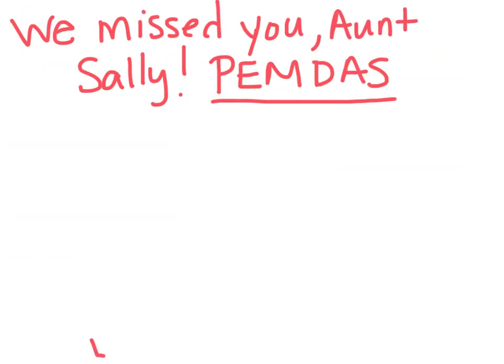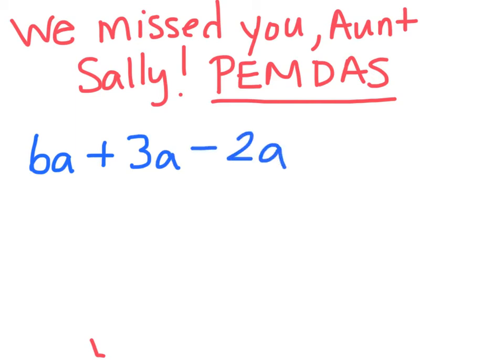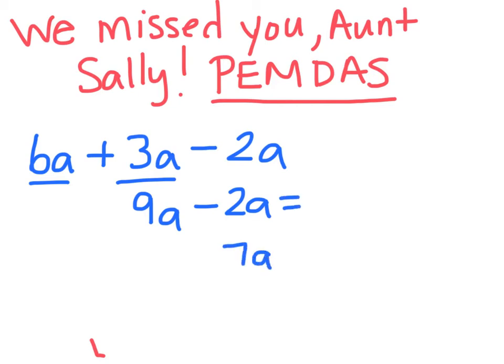Now let's take a look at using order of operations to simplify algebraic expressions. So we have an expression here that says 6a plus 3a minus 2a. According to PEMDAS, we need to work from left to right to solve. The first step will be to take 6a plus 3a, which gives us 9a, right? Now we subtract 2a. 9a minus 2a gives us an answer of 7a. So our final answer is 7a.